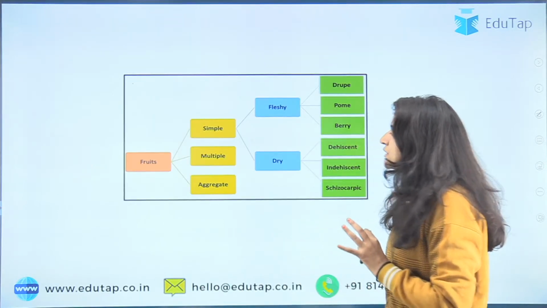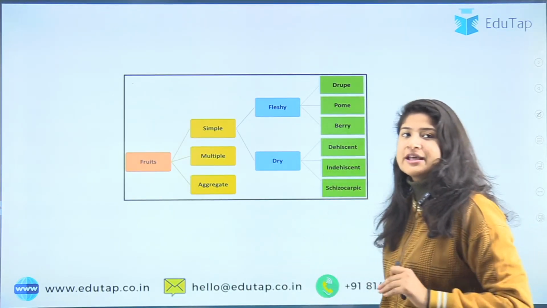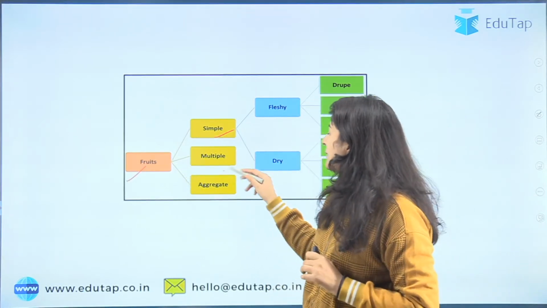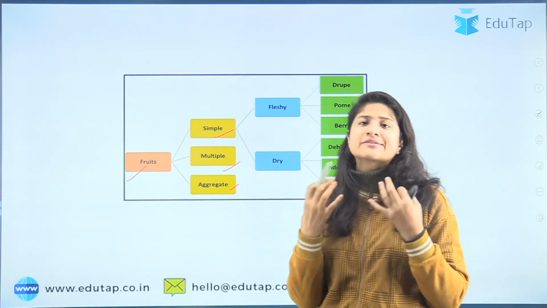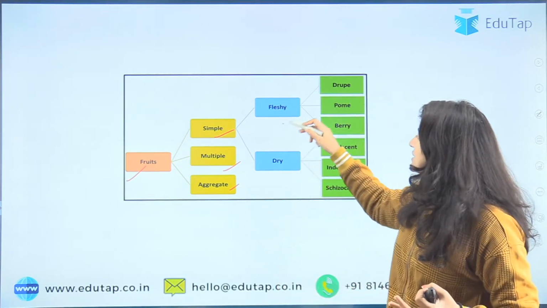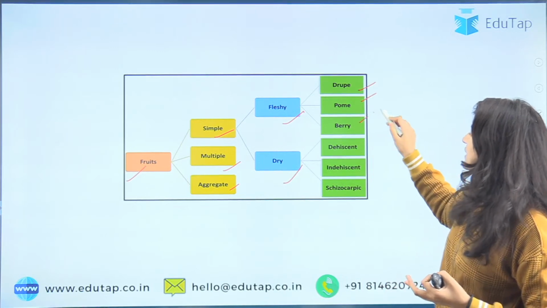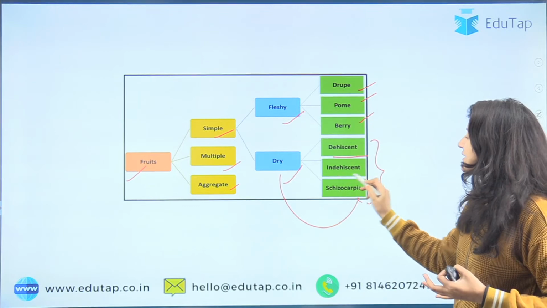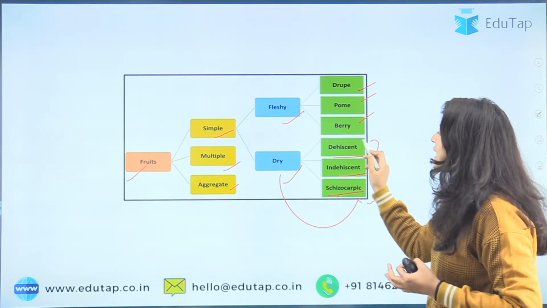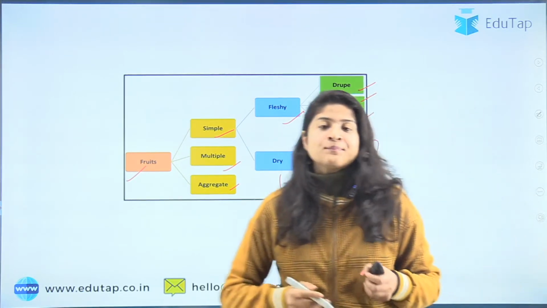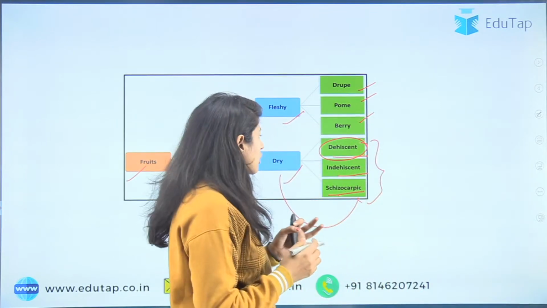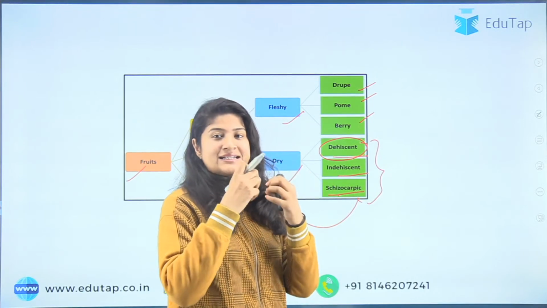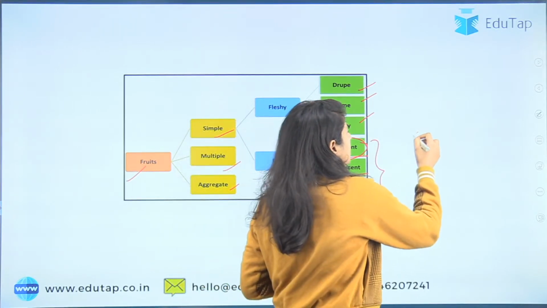This is the explanation of the previous one as well, some of which we have already studied. Fruits are classified into simple, multiple, and aggregate depending on their structure. Then they are again classified into fleshy, dry, drupe, pome, and berry, which we have seen already. In dry fruits, we have 3 categories: dehiscent, indehiscent, and schizocarpic. What happens in the dehiscent category? When the pericarp ripens, it opens up and the seeds inside fall out. For example, peas.